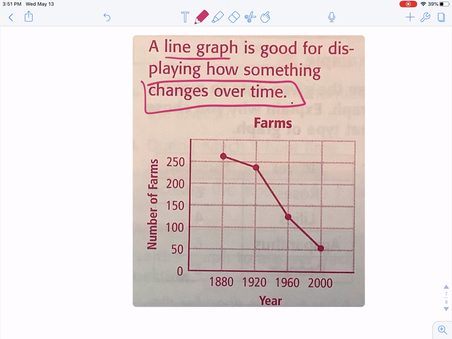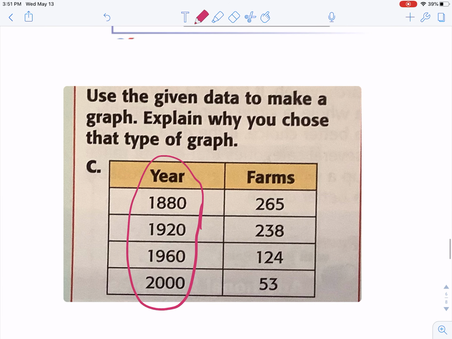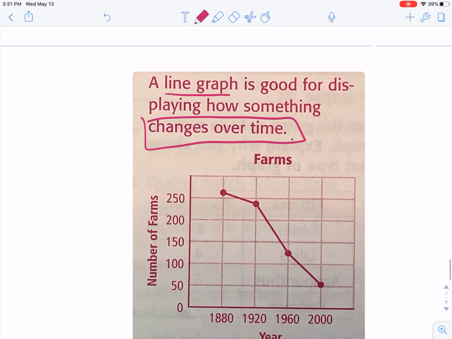If they were comparing maybe two different types of farms, maybe zucchini farms and corn farms, where they grow corn, in that respect you could do a double line graph or a double bar graph. But this one is a single line graph.